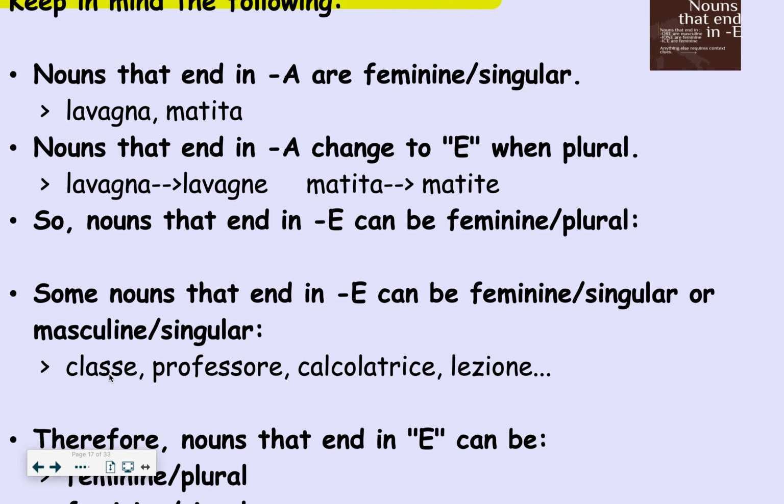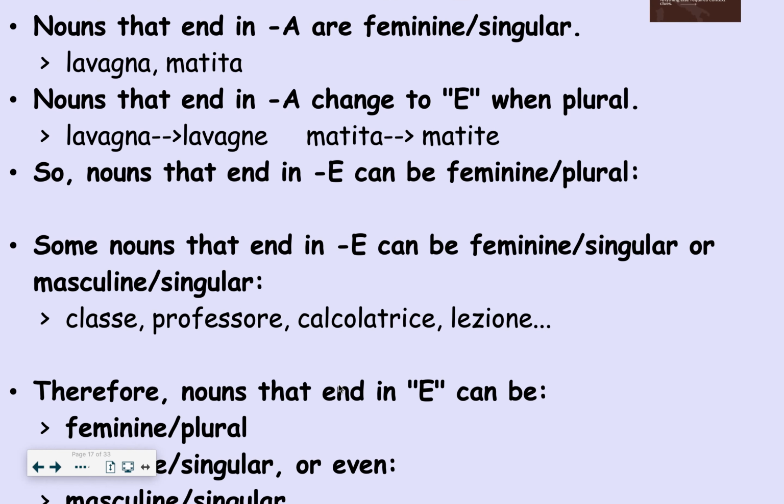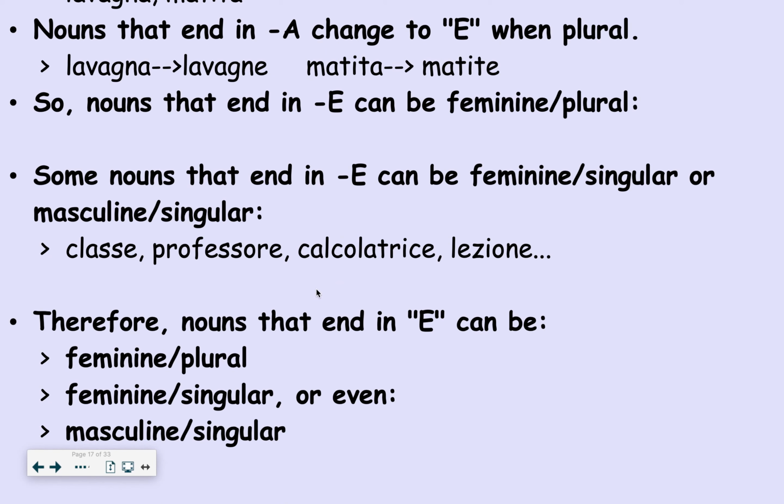However, we also saw some nouns that are singular and end with the letter E. And these can be feminine singular or masculine singular, like classe is feminine singular, and professore is masculine singular, etc. So nouns that end in E can also be feminine singular, right? And masculine singular. So nouns that end with E can be all of these. They can be feminine plural, they can become feminine singular, or even masculine singular. And when that's the case, it causes some other problems with the grammar. But as far as we know today, we just know that nouns that end with the letter E can be any of these categories.